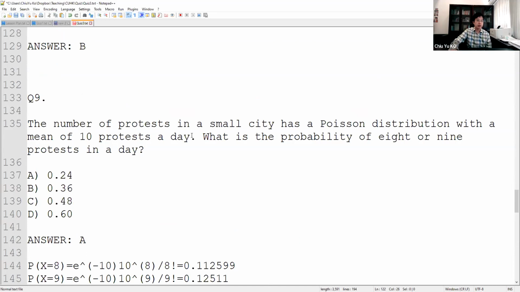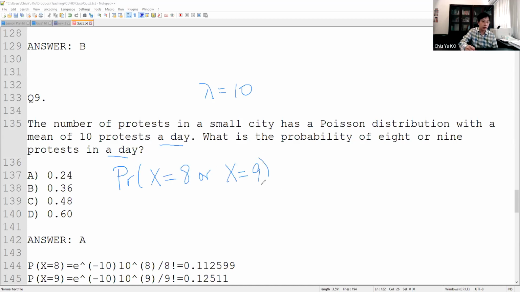Number 9 is a little bit trickier. The number of protests in a small city follows a Poisson distribution of 10 protests a day. What's the probability of 8 or 9 a day? Okay, so that is fine. It's a day, so it's no problem. So we say Poisson mean lambda is 10. What it's asking is the probability that X equals 8 or X equals 9, okay?